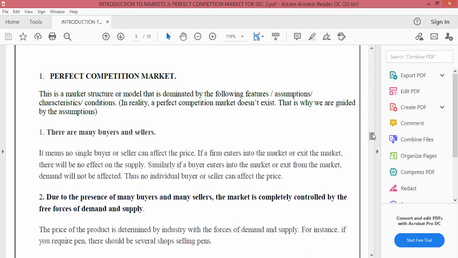So the aspect of having many buyers and many sellers in the market is of course to minimize the kind of, let's say, authority that each side may take over the market. No single seller, no single buyer is going to, of course, determine what is going to happen in the market, that the market is controlled fully by the forces of demand and supply.